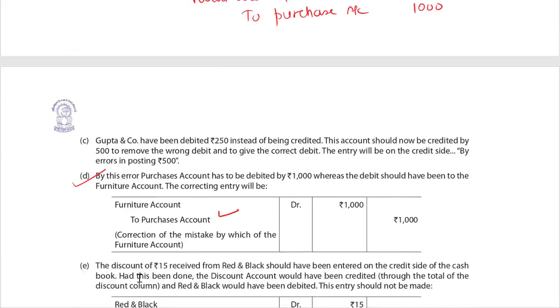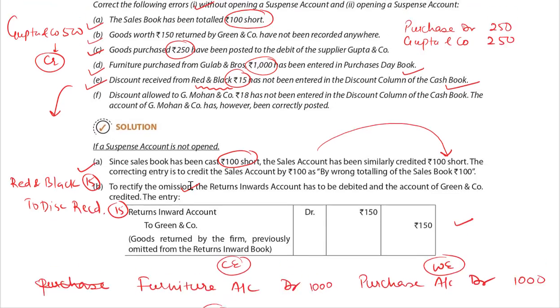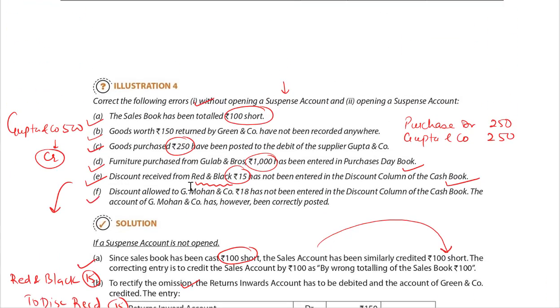Point number E. See it over here. Just read these 3 lines. Okay. Now we'll shift to F. Discount allowed to G. Mohan and Company, rupee 18 has not been entered in the discount column of cash book. We had allowed the discount, so discount needs to be debited by 18, but we have forgotten.